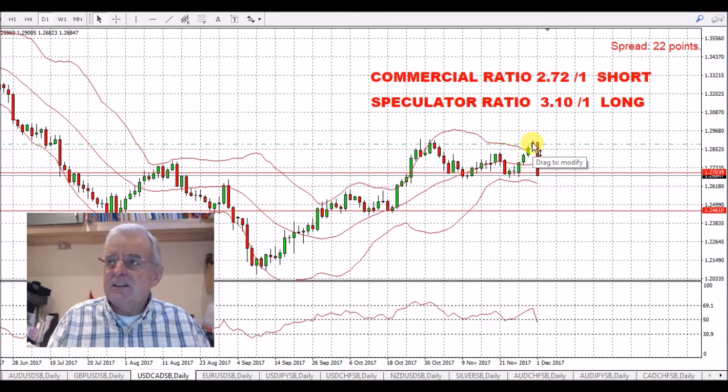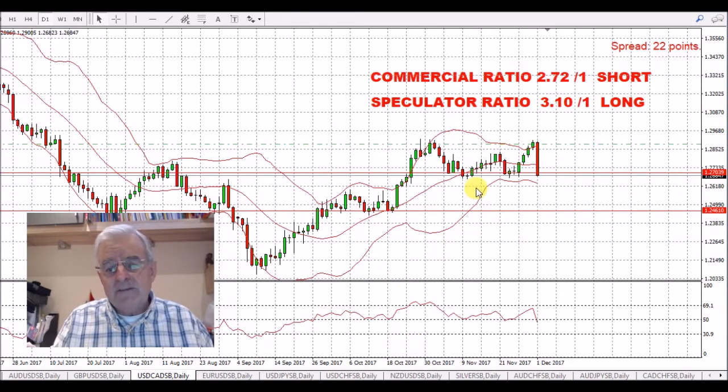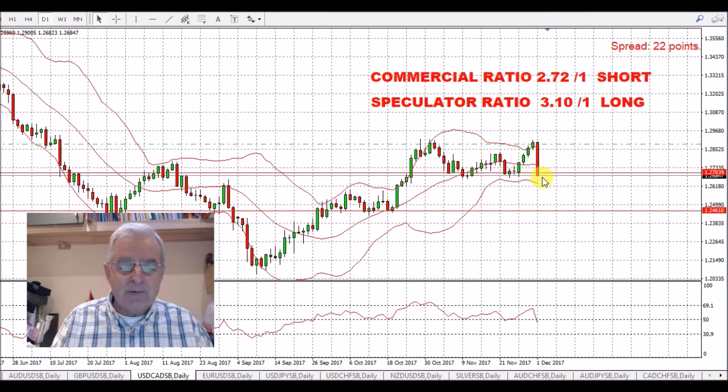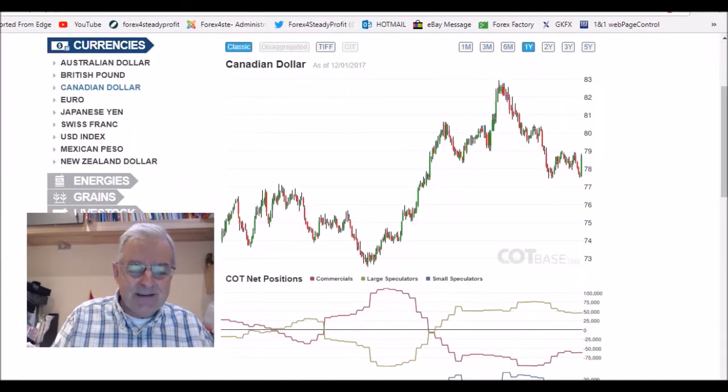I saw that as a good selling opportunity, but I did take it on the crosses. Canadian dollar, Japanese yen, and the Canadian dollar, Swiss franc, I believe. So I have traded that at the end. We're below the 50 on the RSI, and I'm going to have to wait for my trade here to come back into profit. A bit of a shame that, but still, there you go.